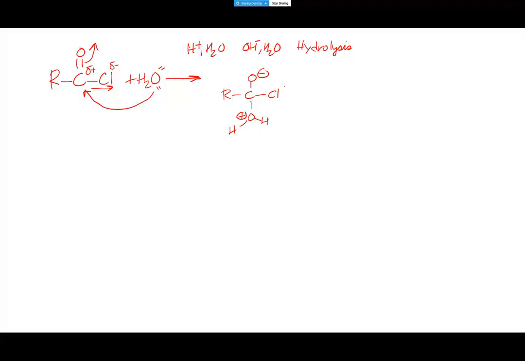There's two ways you can go with this mechanism. I'm not sure which one is correct, although I think I might have a way to figure that out. First, sometimes books will just say, you know what, I'm going to bring this pair of electrons down. I'm going to kick off the chloride, so I'm going to reform the carbonyl. I'm going to end up with this OH plus species. And then what's going to happen? Lose the H plus to now form the carboxylic acid. And so I lost a chloride.